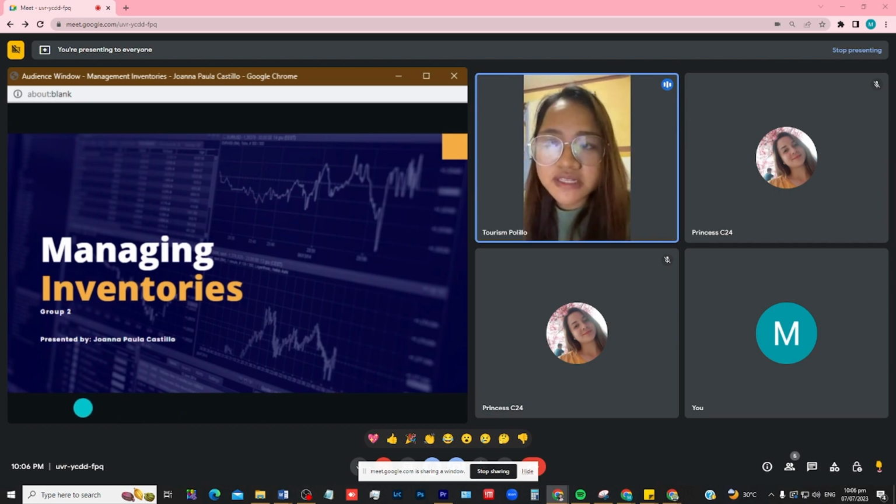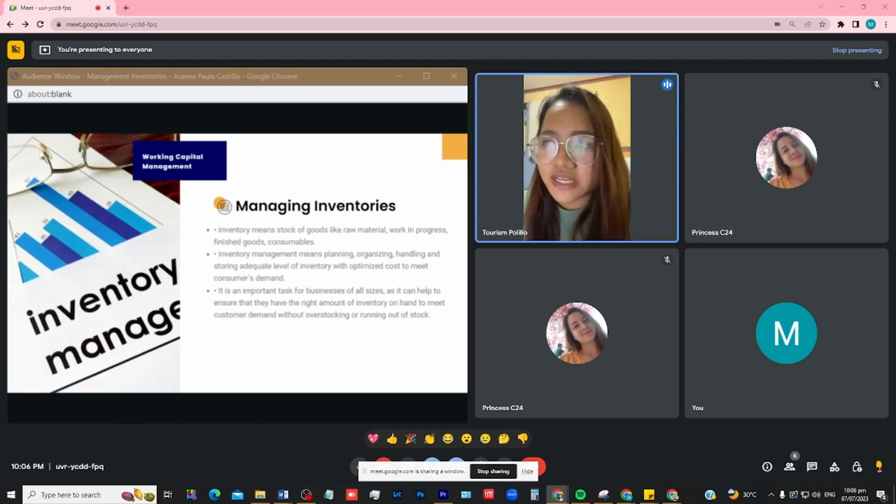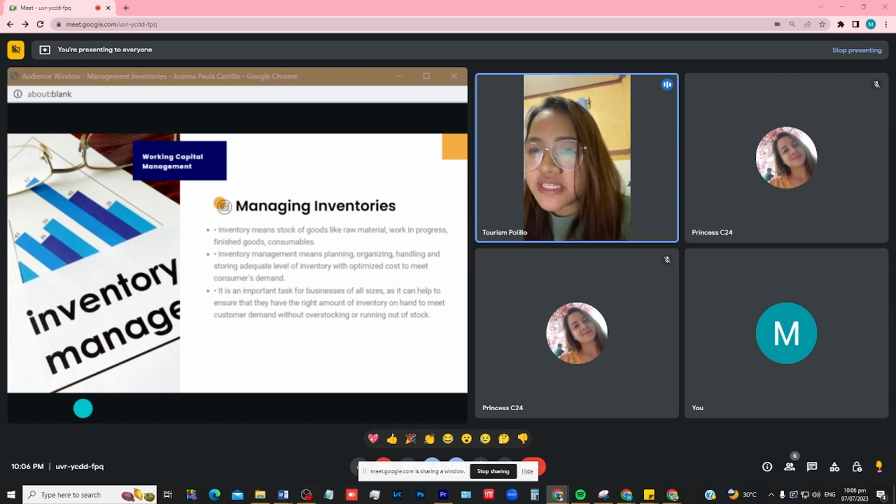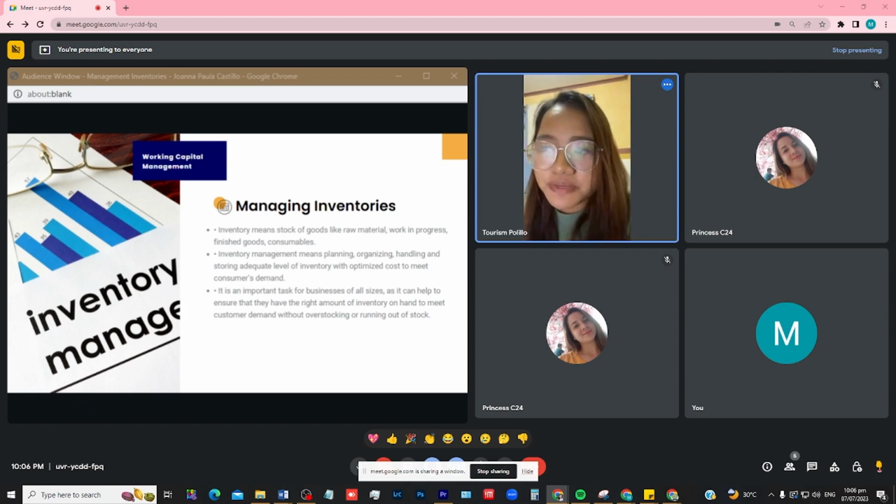So inventory means stock of goods like raw materials, work in progress, finished goods, and consumables. On the other hand, inventory management means planning, organizing, handling, and storing an adequate level of inventory with optimized cost to meet consumers' demand. It is an important task for businesses of all sizes as it can help to ensure that they have the right amount of inventory on hand to meet customers' demand without overstocking or running out of stock.